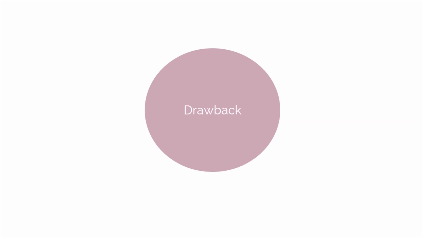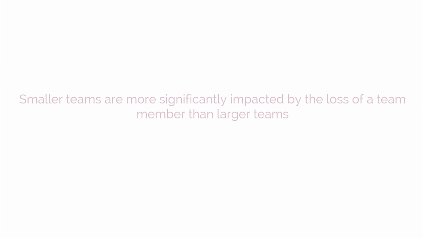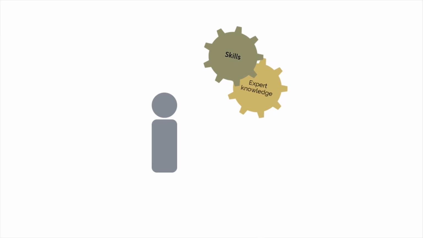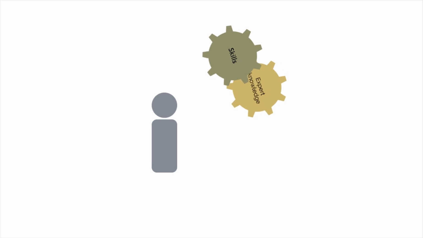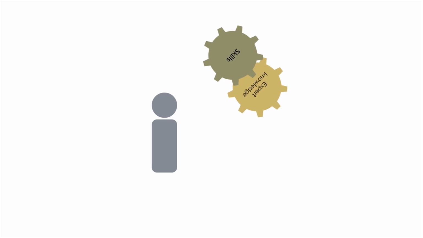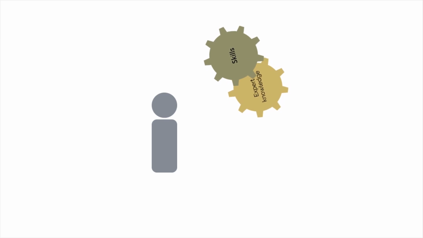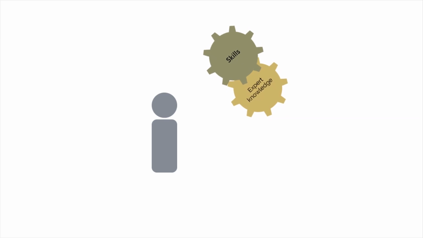However, there may also be drawbacks. One major drawback is that smaller teams are more significantly impacted by the loss of a team member than larger teams, even for a short period of time. To address this problem, it may be possible for team members to have expert knowledge and skills outside their own specific role. However, this may be difficult and depends on the type of project, industry, and size of the organization.